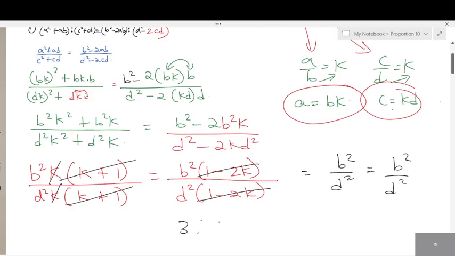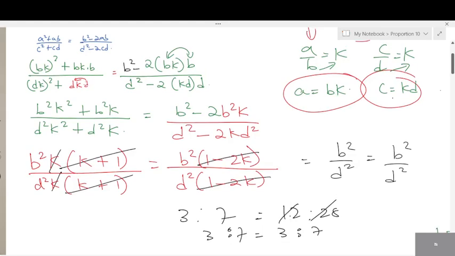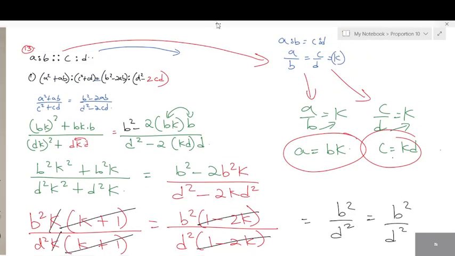This is the example which I gave in the beginning. 3 is to 7 is equal to 12 is to 28. When you cancel out, what are we getting? Both sides we are getting the same value. 3 is to 7. So here we don't have numbers. Up to 8th standard or 9th we solve like this. For 10th standard there is no number. You have to substitute as K.